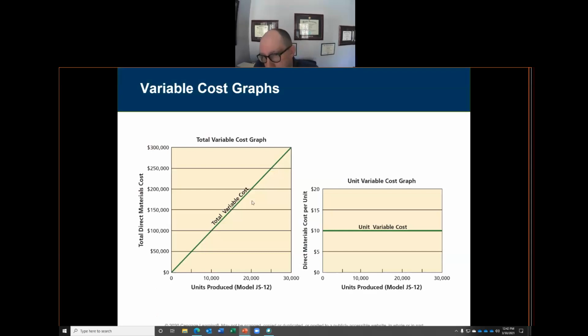Here's a nice graphical representation of how variable costs look on a graph. The direct materials cost per unit in our example is $10 per unit. That part doesn't change. The cost per unit does not change. The total cost of direct materials does change based off of the level of production.